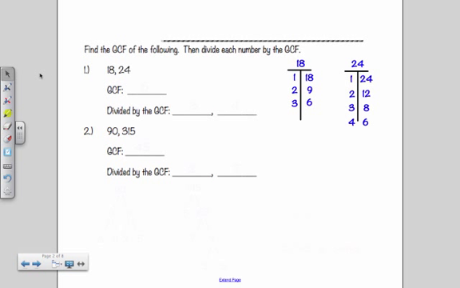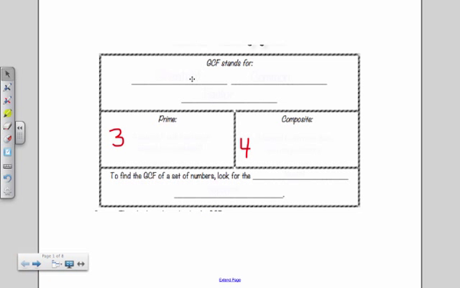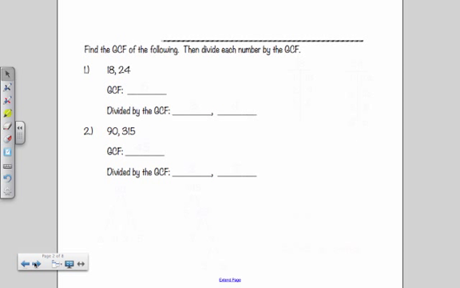So then, because GCF, we said, stands for the greatest common factor, we're going to look for the biggest factor that's in common with all of these guys right here. So the biggest factor, if you can tell from our list, is going to be 6. So 6 is going to be my GCF. Then we're going to divide each number by the GCF just so that you can get some practice before we move on and actually do some factoring by GCF. So 18 divided by 6 is 3, and then 24 divided by 6 is 4. So that's one way to do it.